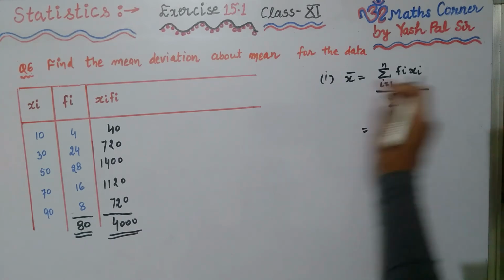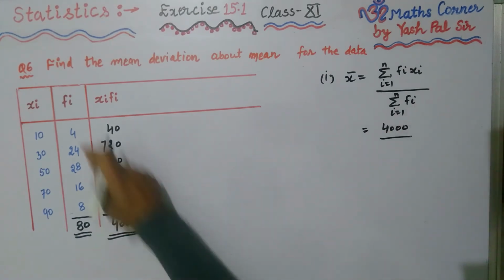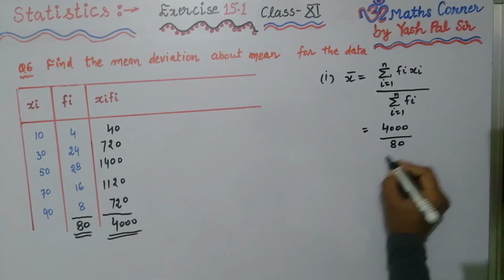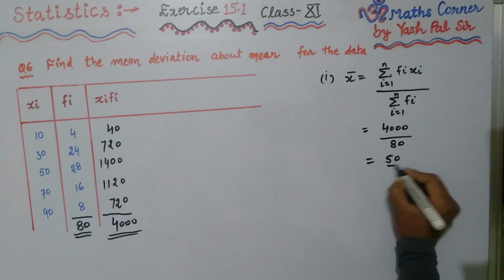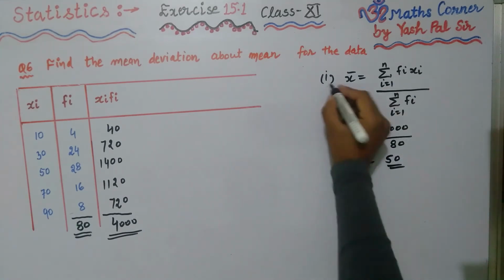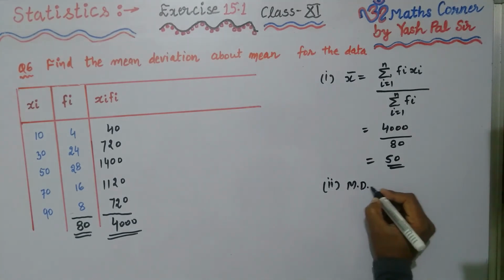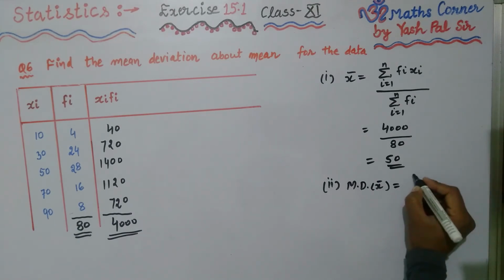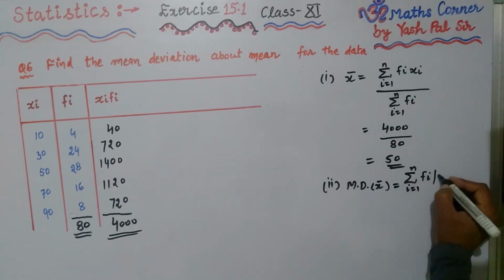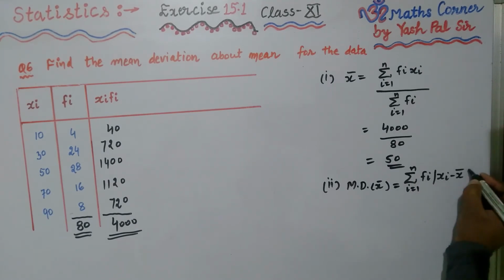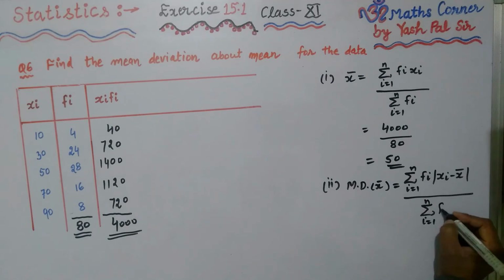So this is equal to summation fi xi, which is 4000, divided by summation of fi, which is equal to 80. Okay, so the zeros cancel, 8 into 5 is 40, so 50 is the mean. Second, now we find the mean deviation about mean, which is equal to summation i equal to 1 to n of fi into modulus of xi minus x bar, whole divided by summation i equal to 1 to n of fi.